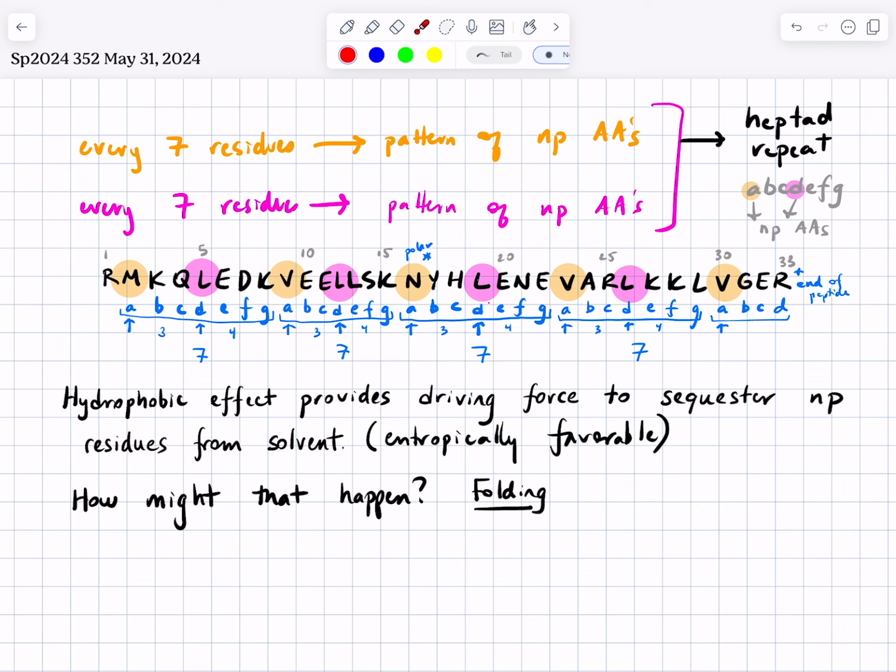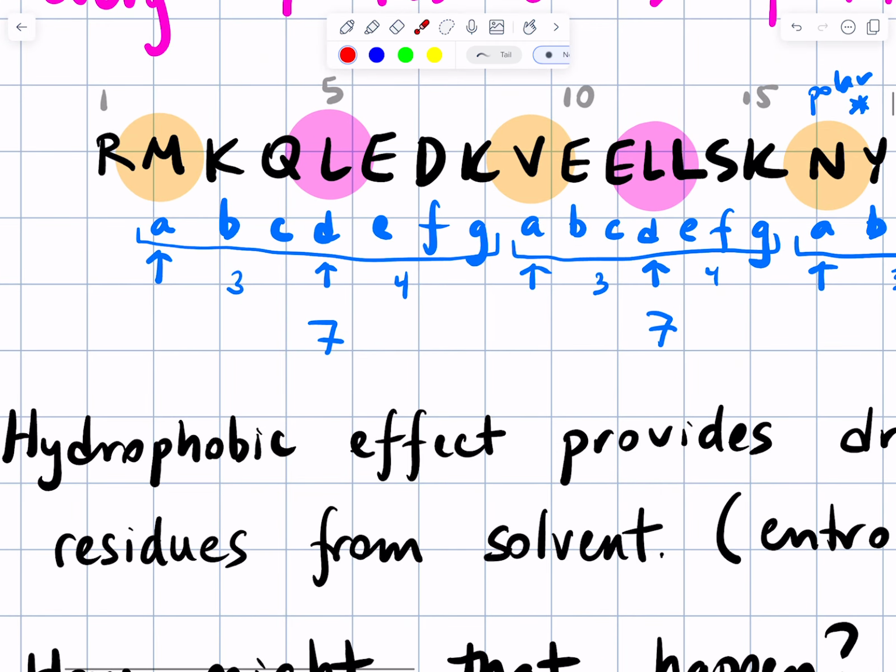So let's think about how this sequence might alter its shape to protect these nonpolar pink and orange side chains from water. Remember the pattern though, the space between the A position nonpolar residue and the D position nonpolar residue is 3 spaces, and then the spacing between the D and the next A is 4. So 3 and then 4, 3 and then 4, that's important.